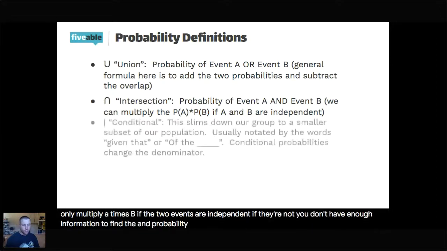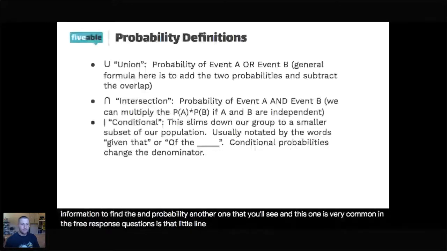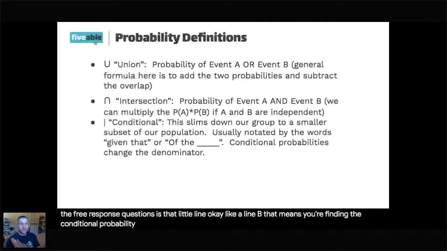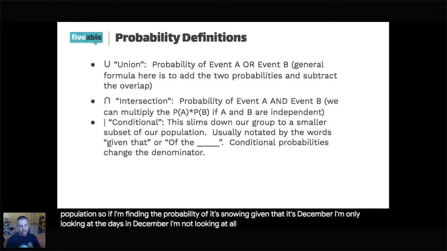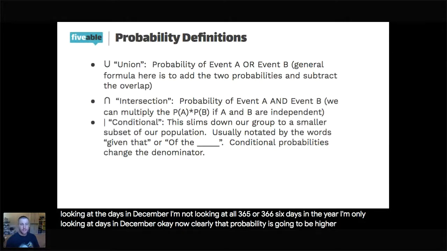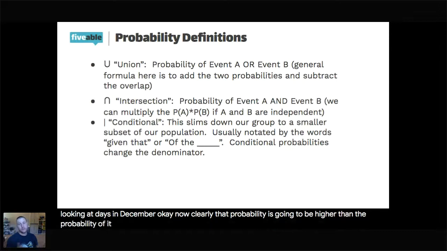Okay. So another one that you'll see, and this one's very common in the free response questions, is that little line, like A line B. That means you're finding the conditional probability, and that's going to slim down your group to a smaller subset of the population. So if I'm finding the probability of it snowing, given that it's December, I'm only looking at the days in December. I'm not looking at all 365 or 366 days in the year. I'm only looking at days in December. Now clearly that probability is going to be higher than the probability of it snowing throughout the whole year.